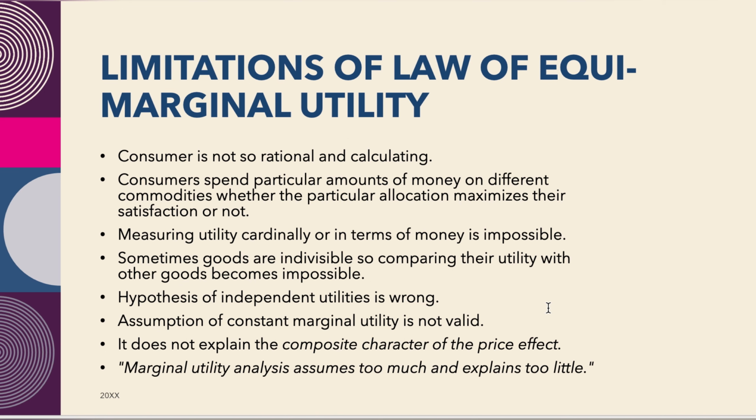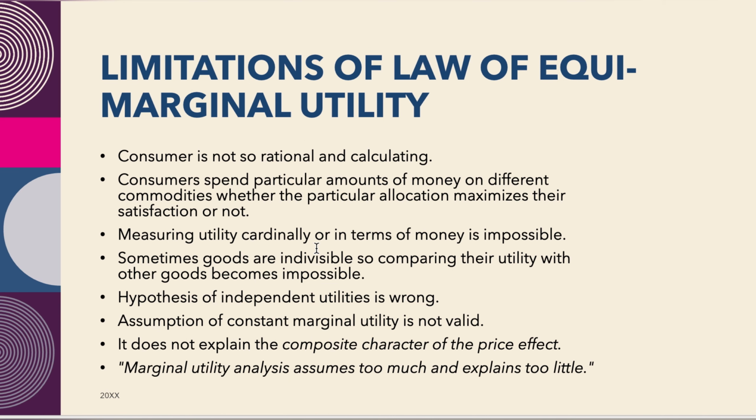Then the consumers spend a particular amount of money on different commodities, whether the particular allocation maximizes their satisfaction or not. As I said previously, when we go for buying goods, we do not actually care that much about the prices of a good. If we like a good or if that good is a necessity for us, we will have to buy it by hook or crook. We'll buy it in any circumstances. So, consumers are not very calculating.